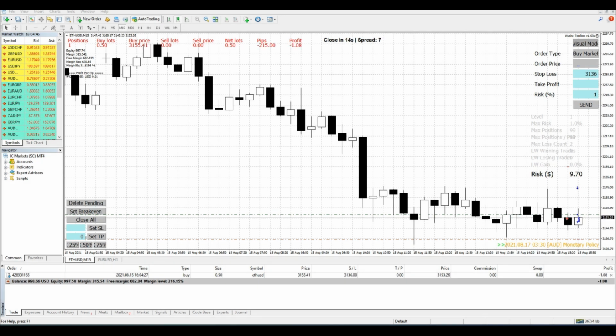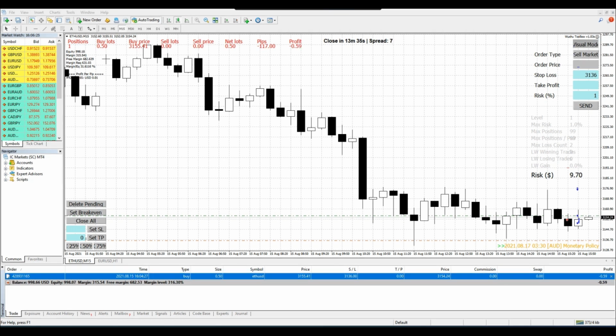Hey traders, this is the Universal Forex Dojo Wushu Toolbox. This is a tool built to assist traders in managing trades at the most advanced level possible. Let's take a look at how it works and how you could use it to improve your trading.